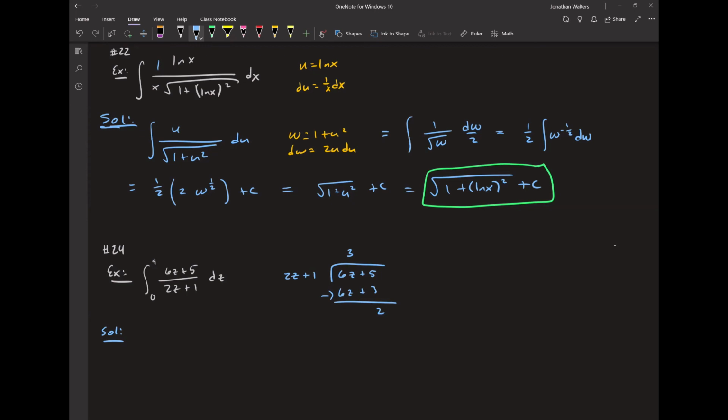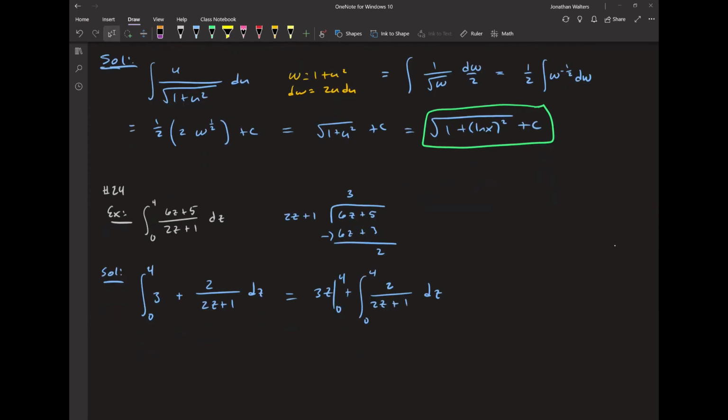So basically, I'm going to integrate 3 plus 2 over 2z plus 1 dz, which is going to be 3z plus the integral of 2 over 2z plus 1 dz. Oh, from 0 to 4, right? I have bounds. Don't forget the bounds. From 0 to 4. All right, so what's up with the second integral? How am I going to do that? The integral from 0 to 4, 2 over 2z plus 1.